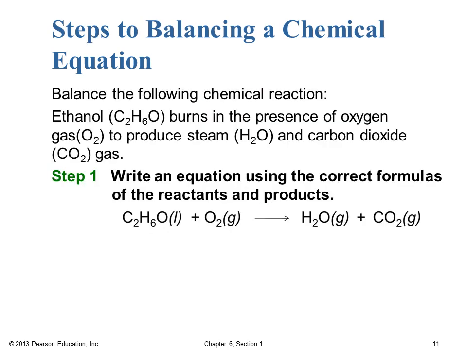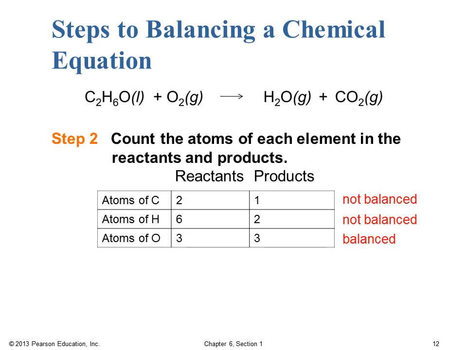So here is a question. We are burning ethanol in the presence of oxygen gas, and we're going to produce water vapor, steam, and carbon dioxide. And so here we just want to make sure that we write out the chemical equation in a proper way. And so we're starting with ethanol and oxygen. That's what we're going to react together. And so that goes on the left-hand side of the reaction. And then we're going to produce water and carbon dioxide. And so those are our products. And that's going to go on the right-hand side of the chemical equation.